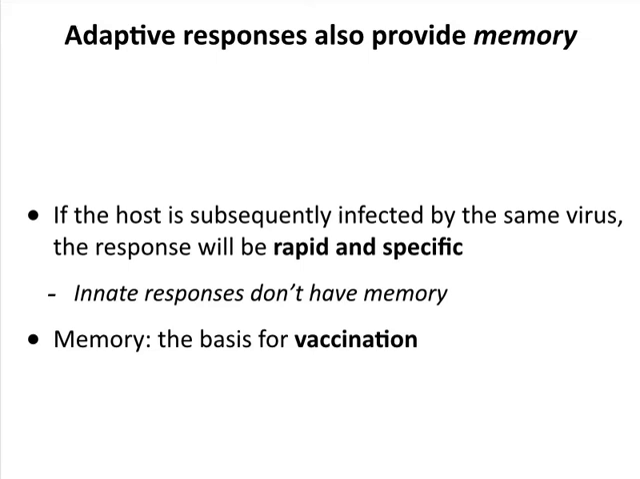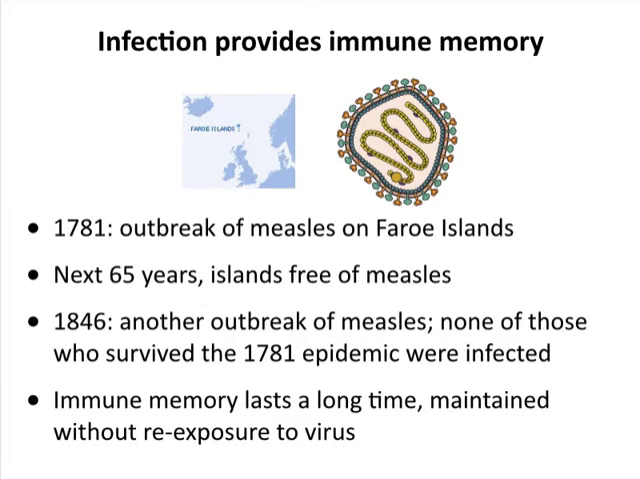So if you get infected after you've survived your first infection, you respond very rapidly and very specifically to that original pathogen. And again, innate and intrinsic responses don't have memory. And this is why we vaccinate, because when you vaccinate, you give someone a virus without giving them disease, and they develop memory, so they will be protected next time.